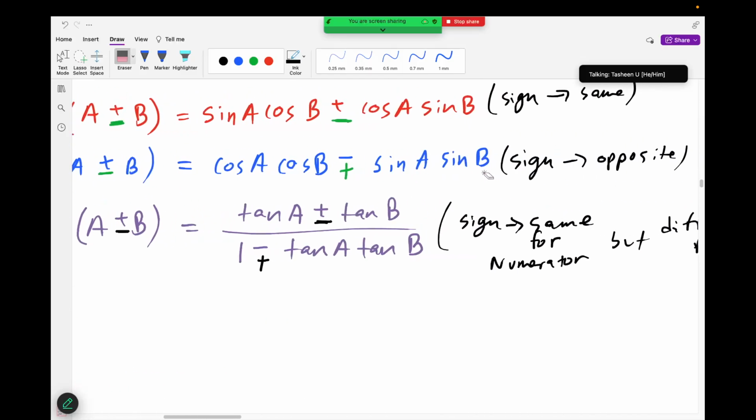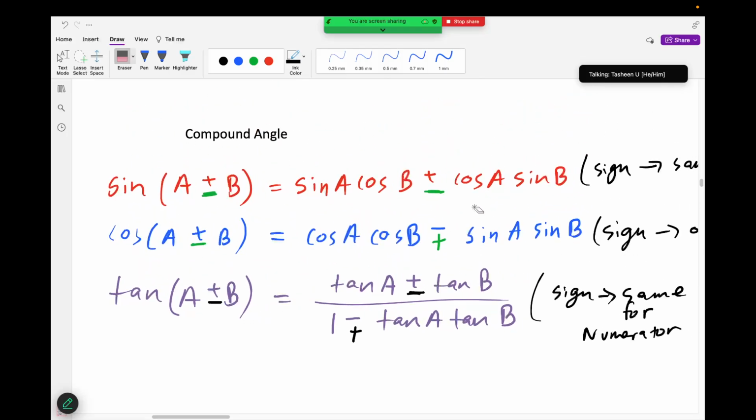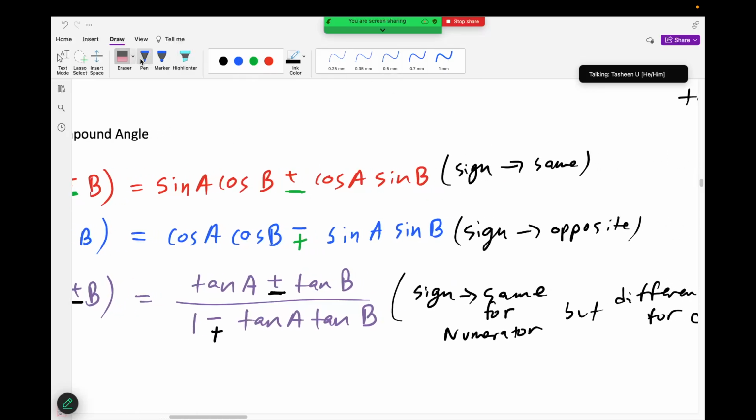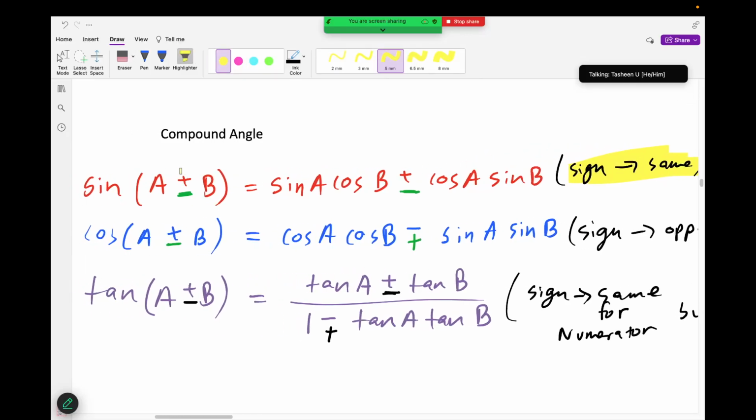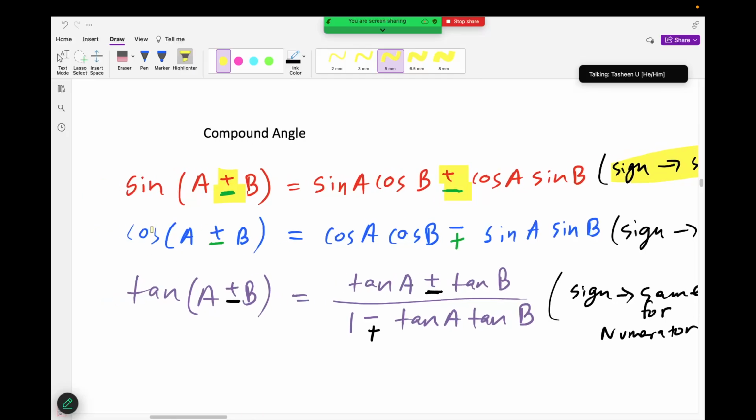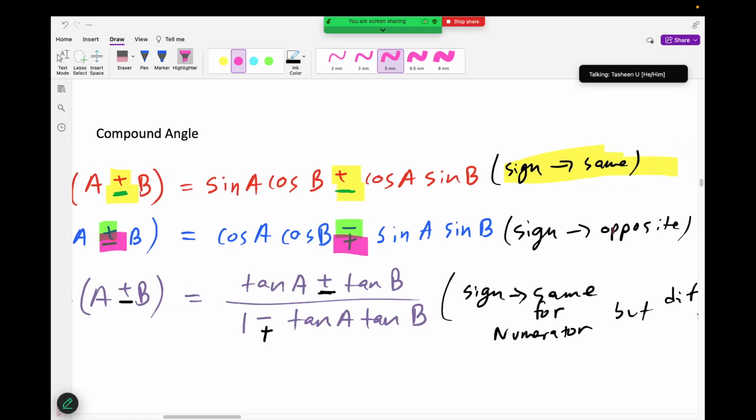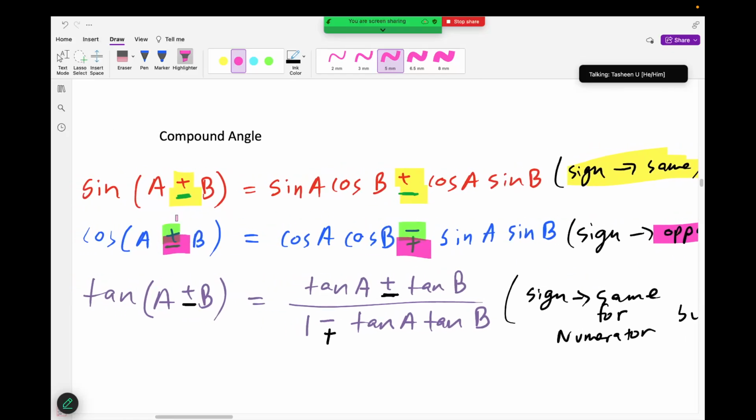Now we have the compound angle formula, where sine a plus b is sine a cos b plus cos a sine b. If it was minus, then everything is the same except for minus: sine a cos b minus cos a sine b. So for sine, the sign stays the same. If you have plus here, you have plus here. If you have minus here, you have minus here. But that is not the case for cos. If you have plus here, then you have minus. If you have minus here, then you have plus. Sine is opposite. So they will give you in this format: plus minus, plus minus.